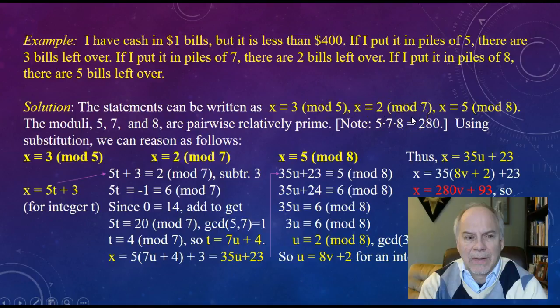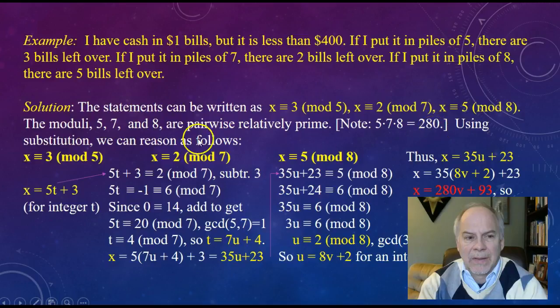When you put it in piles of 7, you have a remainder of 2. And then x is congruent to 5 mod 8, because when you put it in piles of 8, you have 5 bills left over. So here are your congruences, okay? The moduli, 5, 7, and 8, are all pairwise relatively prime. There's no common factors between any two of the moduli, except for 1, of course. And the product, 5 times 7 times 8, is 280.